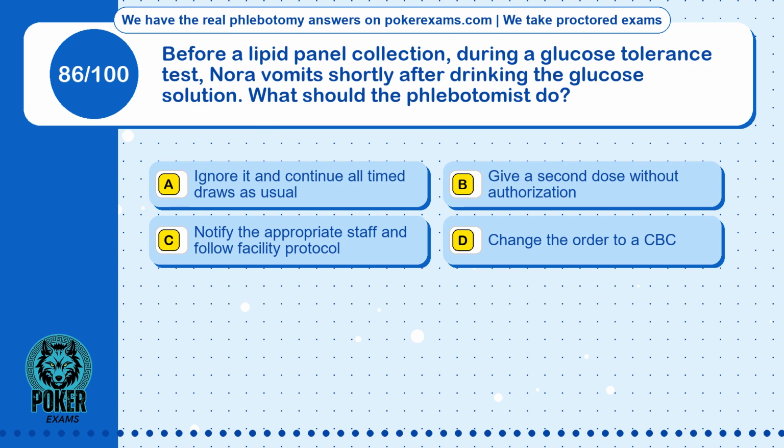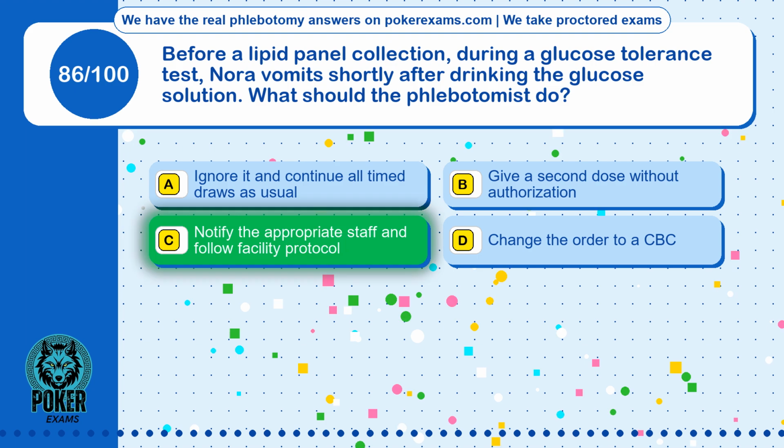Question 86. Before a lipid panel collection, during a glucose tolerance test, Nora vomits shortly after drinking the glucose solution. What should the phlebotomist do? Option A. Ignore it and continue all timed draws as usual. Option B. Give a second dose without authorization. Option C. Notify the appropriate staff and follow facility protocol. Option D. Change the order to a CBC.